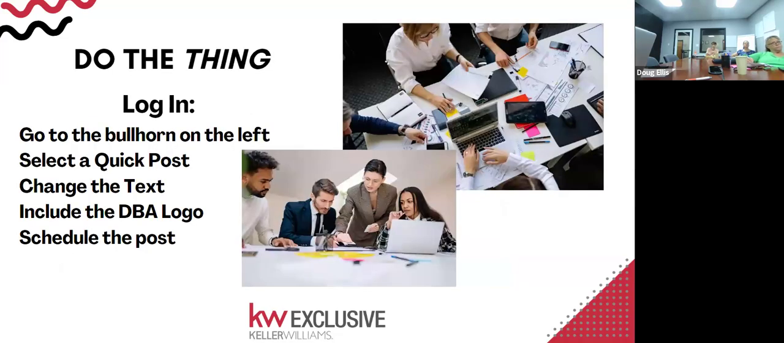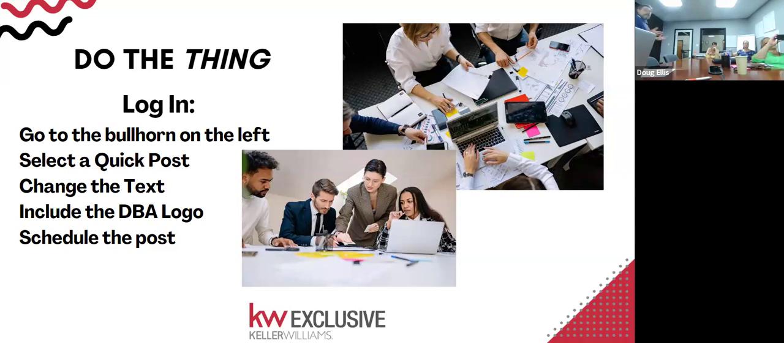Do the thing. Log into Command, go to the bullhorn on the left, select Quick Post, change the text in that quick post, include the DBA logo. That's the logo at the bottom of the screen there, KW exclusive, and schedule the post.